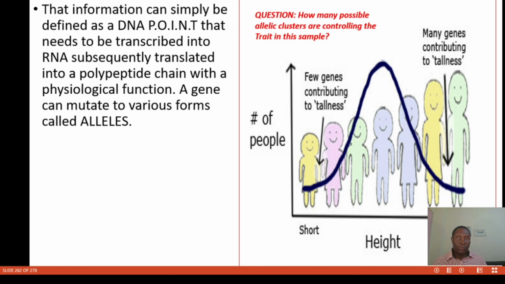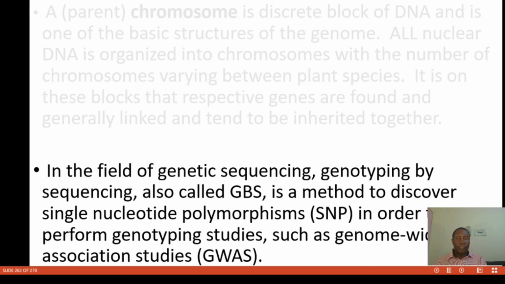So such information obtained can simply be defined as a DNA position of information that needs to be transcribed into RNA, subsequently translated into a polypeptide chain with physiological function. This takes us to the field of what is referred to as genetic sequencing. The SNP sequences can show a variation among accessions, similarly as genome analysis can show the variation among the genes of the short people and across to the genes of most people, across the genes of the tallest people.